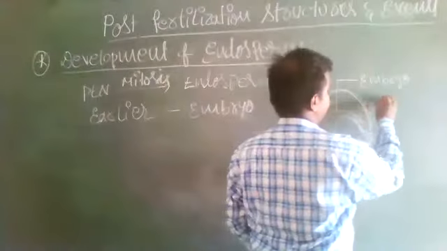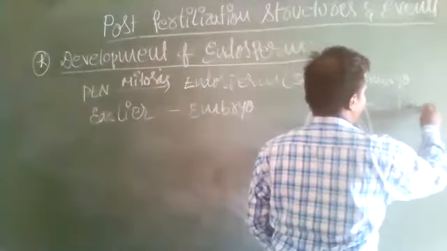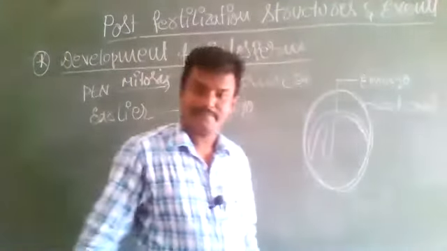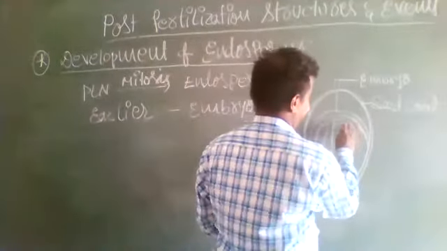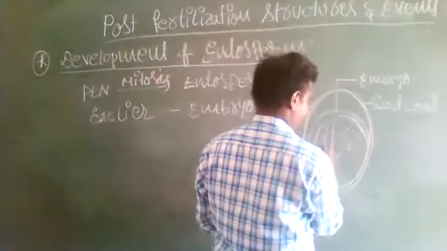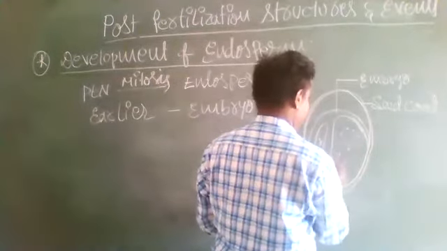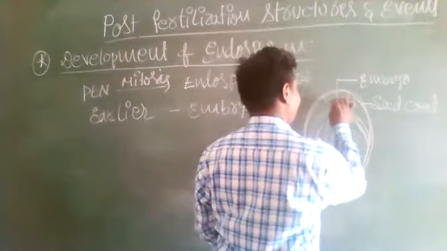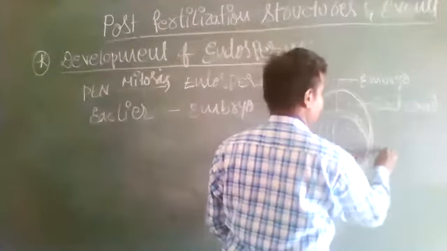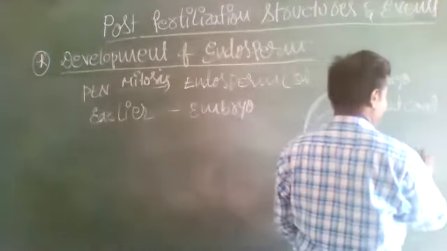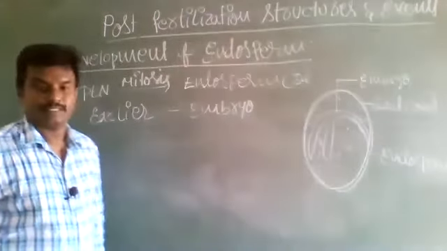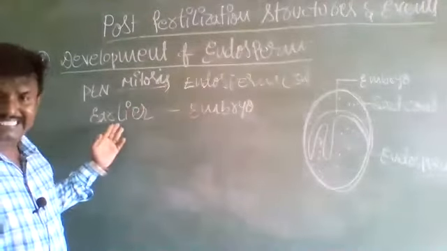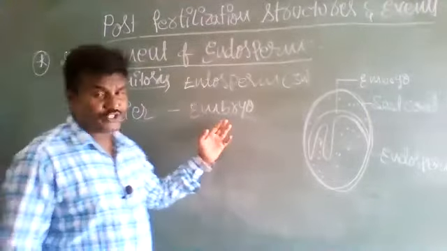Embryo, seed coat, endosperm. So in flowering plants, the endosperm development occurs earlier than the formation of embryo.